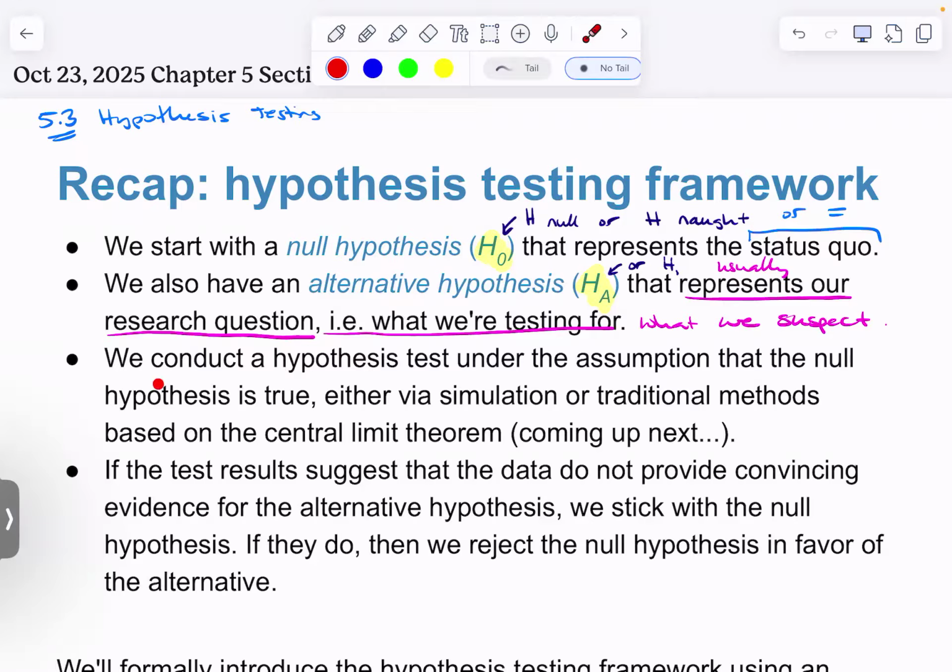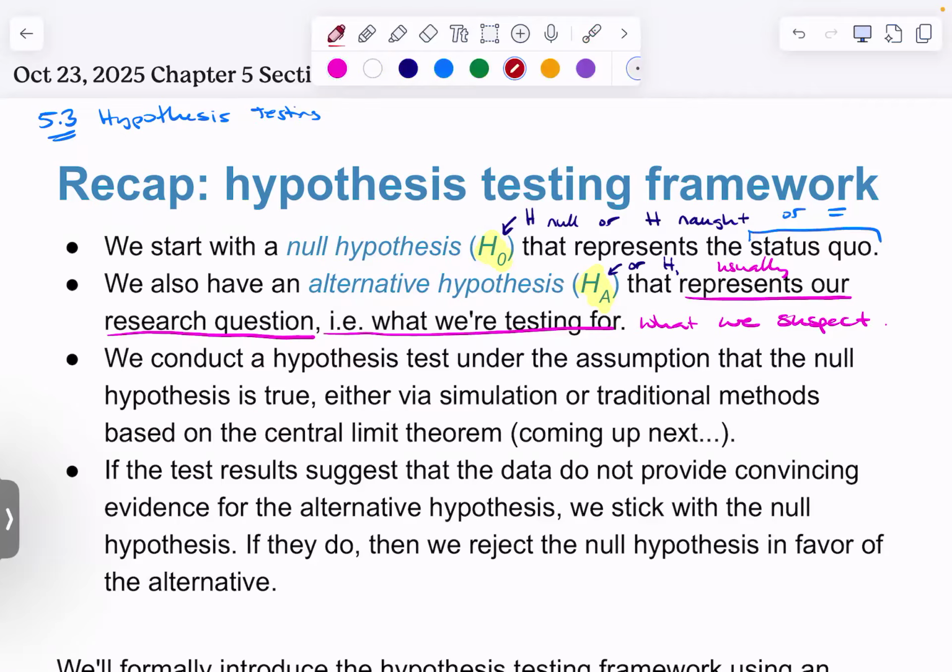Now, a hypothesis test is a formal testing framework that we use in all of science. As soon as you want to prove something, in science, business, anything, it's the reason you have to take this course. As soon as you want to prove something, you need hypothesis testing. And so we conduct a hypothesis test under the assumption that the null hypothesis is true.